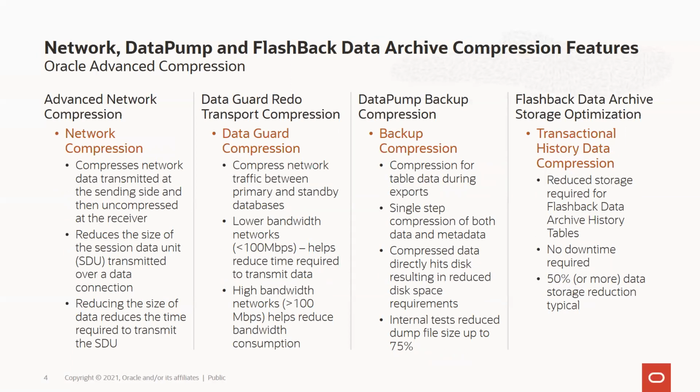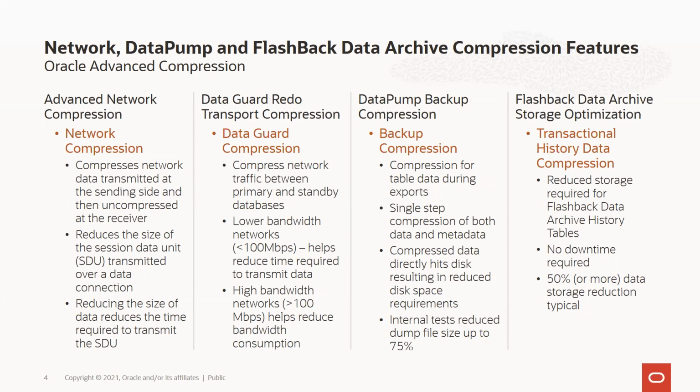There's Advanced Network Compression, and we're not going to go into these. I'll point you to some documentation about these things. Data Guard redo transport compression compresses the redo between the primary and the standby. Data Pump backup compression will actually compress the export files. And if you use Flashback Data Archive, you can compress the archive files themselves, the history tables.